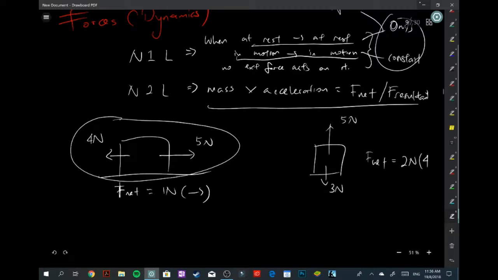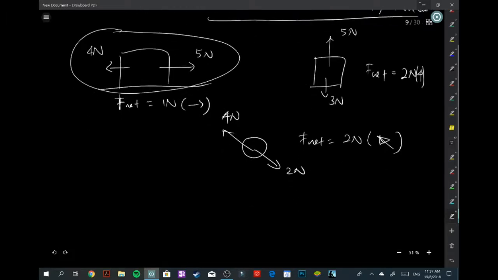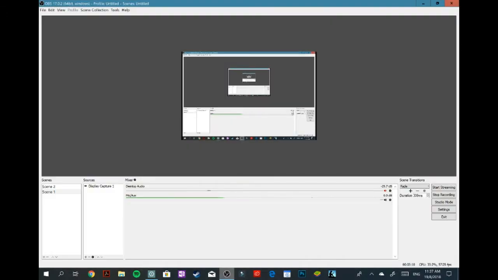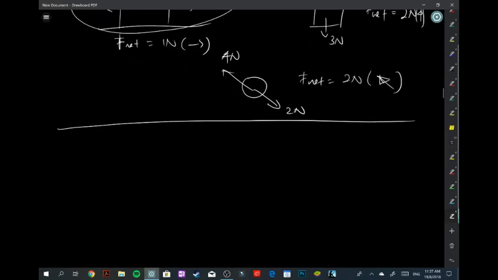So F net is not just confined to left or right. It is also given up and down and a lot of other directions. Let's say I have a ball here and someone pulls it by 4 Newton here, and someone pulls it by 2 Newton here. Then we have F net equal to 2 Newton in this direction. Of course, when you deal with such directions, usually it's not in your syllabus unless you are drawing a vector diagram. So that's the idea of F net.